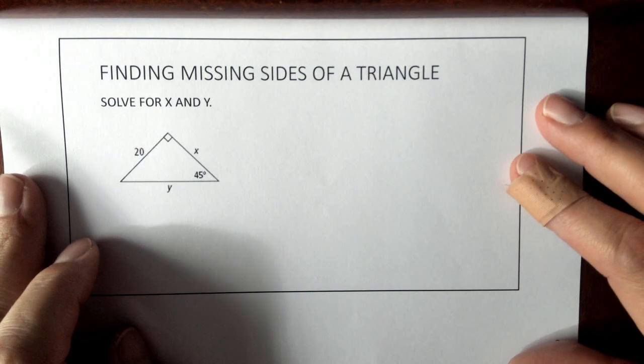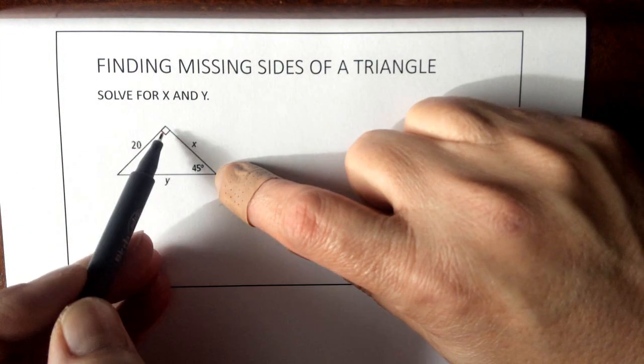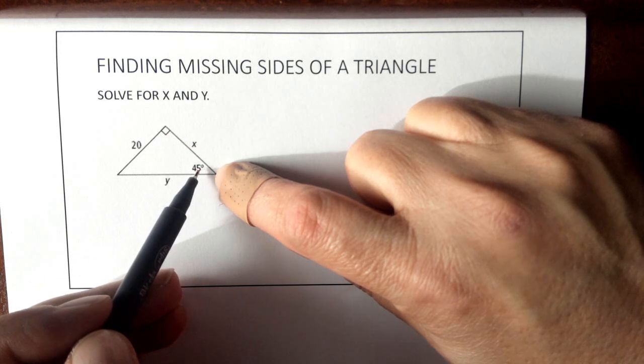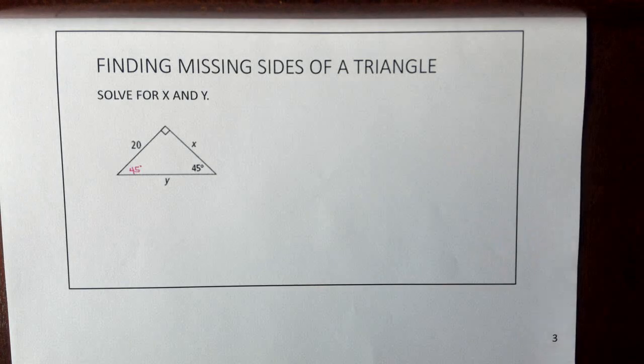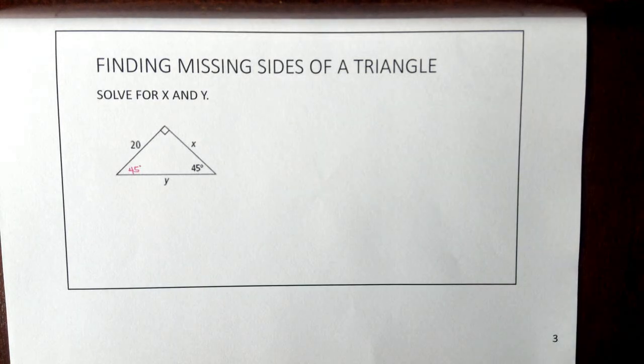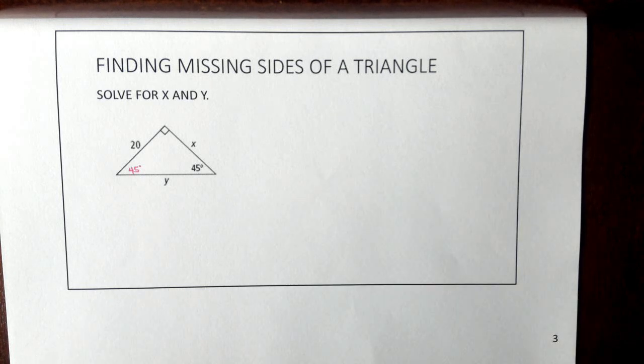We'll look at another 45, 45, 90. Even though only one 45 is labeled, a 90 and a 45 make 135 degrees. There can only be 45 degrees left over for a total of 180. This is the 45, 45, 90 special case. I need to compare it to another 45, 45, 90.